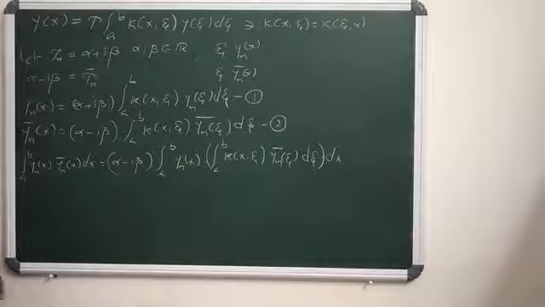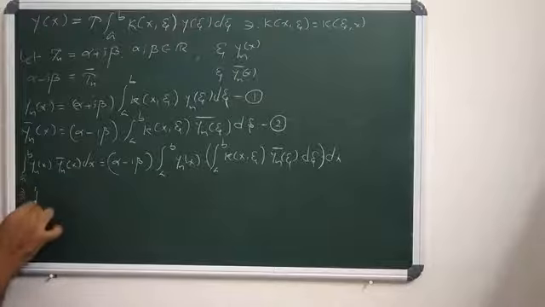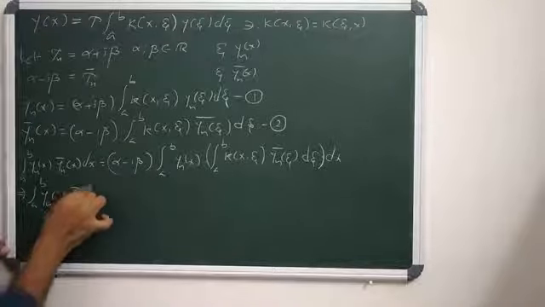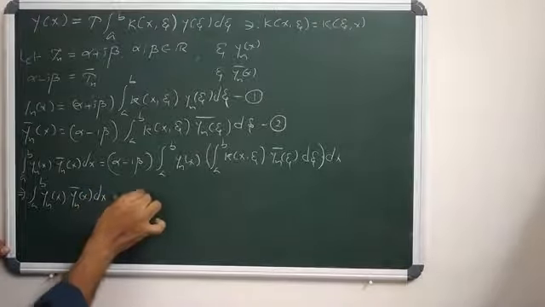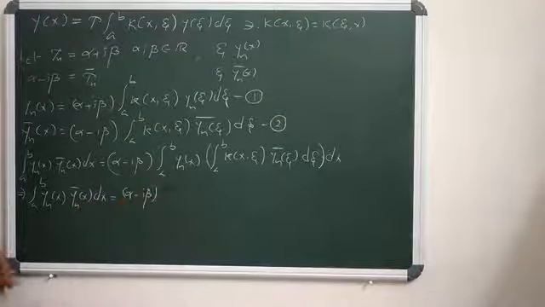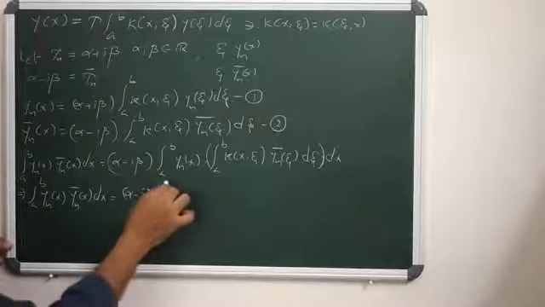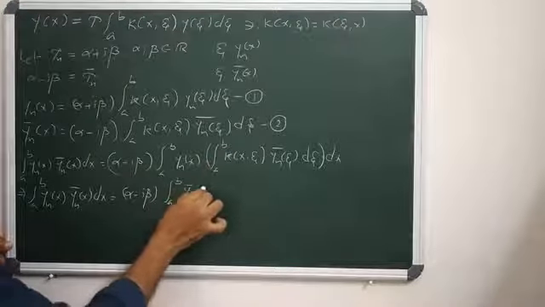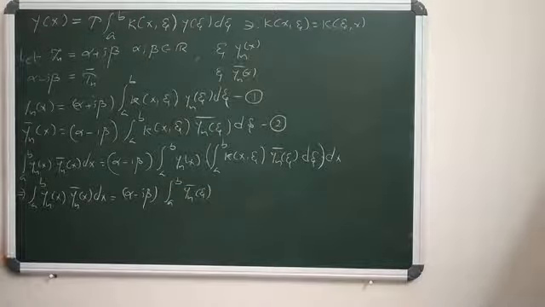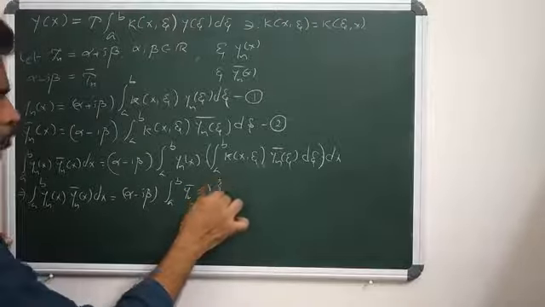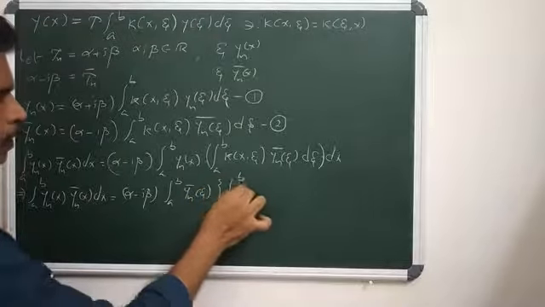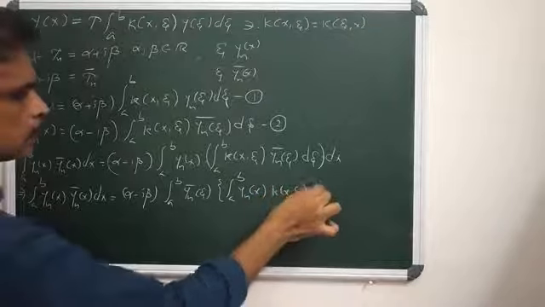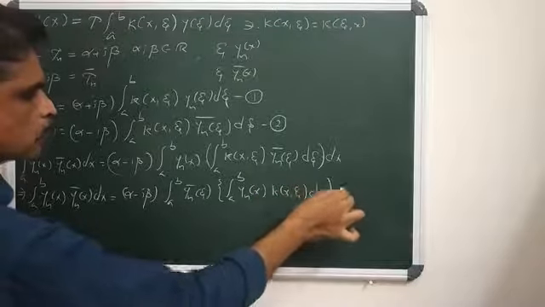So that means integral from a to b of y_n(x) y_n bar (x) dx equals alpha minus i beta into integral from a to b of y_n bar (theta) times integral from a to b of y_n(x) k(x, theta) dx, all into d theta.